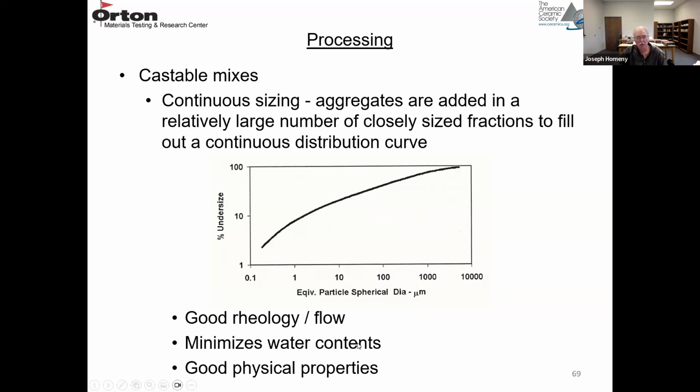You're also going to minimize water contents. You're going to minimize porosity. And you're going to have maximum density. So you're going to have good physical properties. So both gap sizing and continuous sizing give good properties, but the continuous sizing is more desirable for easy placement.